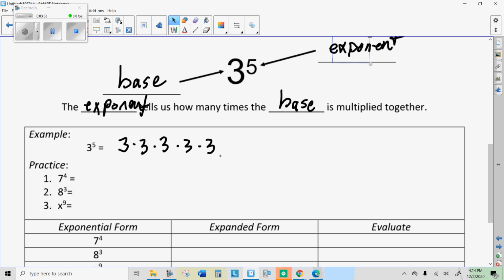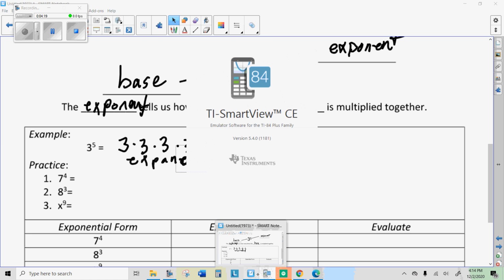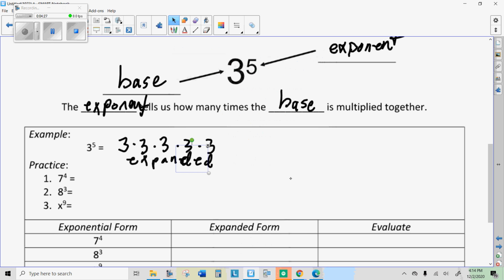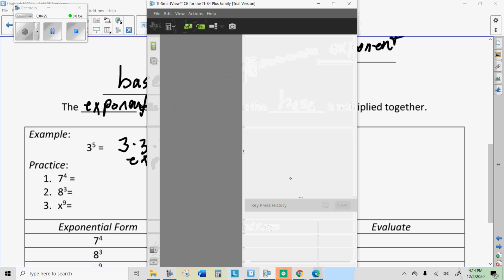So it looks like this in expanded form. We call that expanded form. And you should get used to expanded form because in algebra, when you're dealing with variables, knowing the expanded form really helps you understand that. Then we also have standard form, which is like the normal number. Now, to get to the normal number, I'm going to show you two ways to do that on your calculator. And you should know both ways because sometimes one way will make more sense than the other.